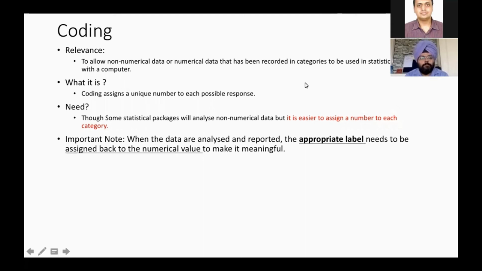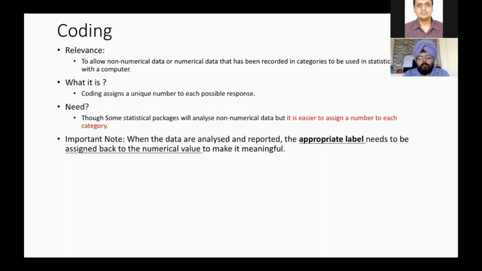On the topic of coding, it is important for us to understand what coding is in the form of research study tools. The relevance of coding is that it helps us enter the non-numerical as well as numerical data to be used in statistical analysis with a computer. Now, coding will assign a specific unique number to each of the possible responses which we are going to get in each study questionnaire tool or questionnaire schedule. The need is that a particular category is assigned a particular number.